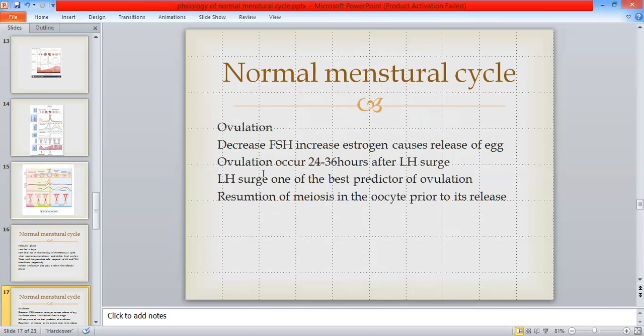And the second thing which occurs due to the LH surge is the resumption of meiosis in the oocyte prior to its release. As I have already explained, the LH has two responsibilities. One, it causes release of the ovum, and the second, it causes resumption of meiosis in the oocyte.